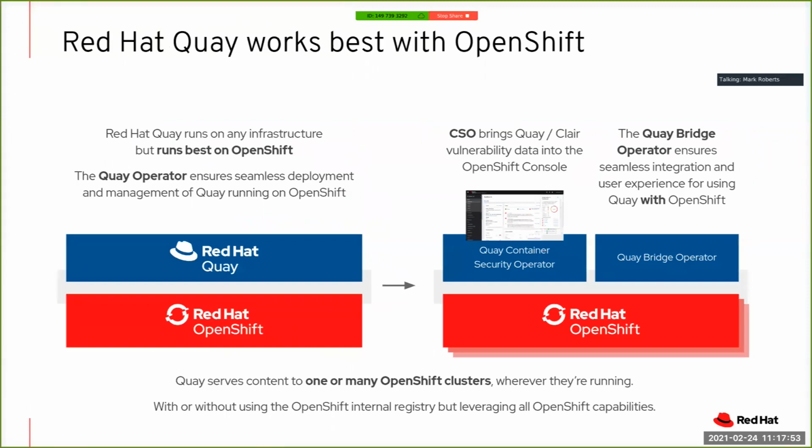So Quay works best on OpenShift. It's a layered process of building out the infrastructure. You have your OpenShift platform, which sits on RHEL CoreOS, which sits in a cloud or on bare metal servers or on virtualization. And on top of OpenShift, we see Red Hat Quay.